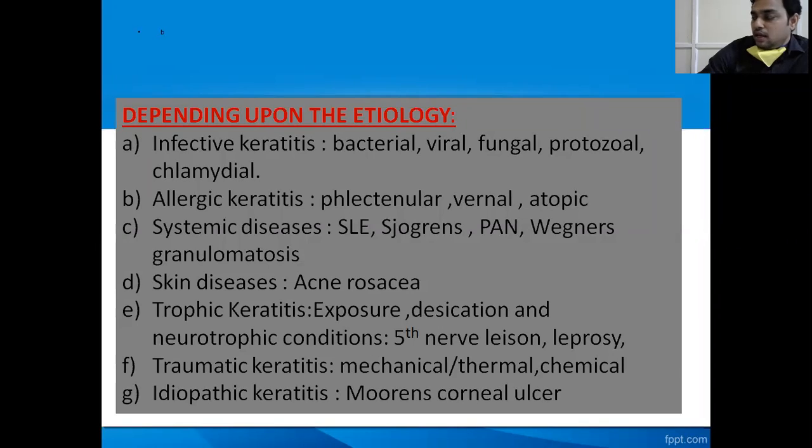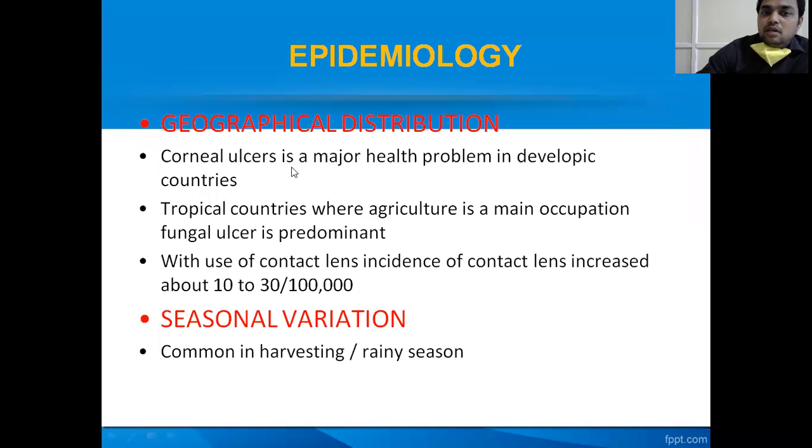If the question arises as corneal ulcer, first we have to write the definition of the corneal ulcer, then the classifications. So, epidemiology. Corneal ulcers are common in developing countries. As India is a developing country where agriculture is the main occupation, routinely we see a lot of corneal ulcer cases. And with the use of contact lenses, if the contact lenses are not used properly, it also increases the incidence of corneal ulcers. We see a lot of corneal ulcers at harvesting and rainy seasons, where agriculture is the main occupation. In rainy seasons, we see a lot of corneal ulcer cases.